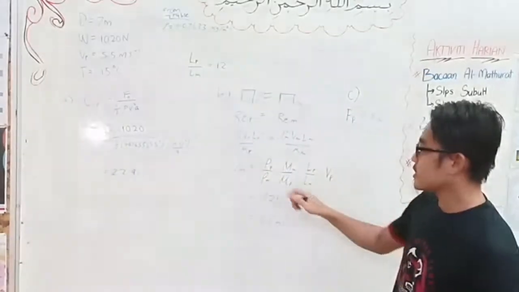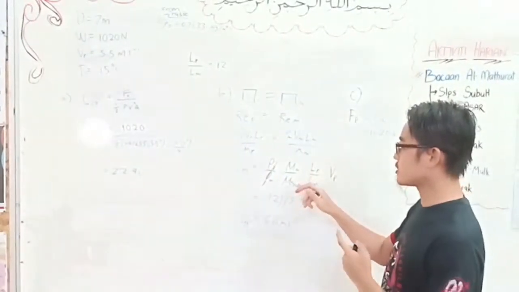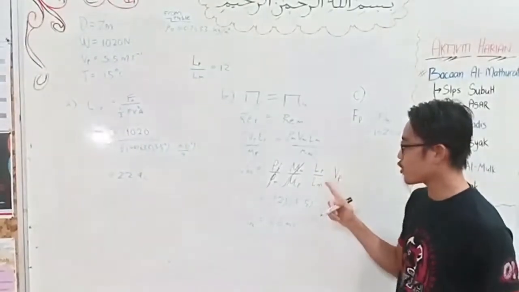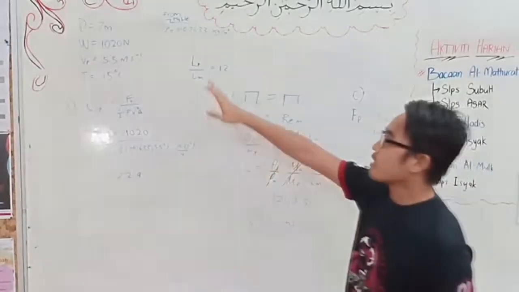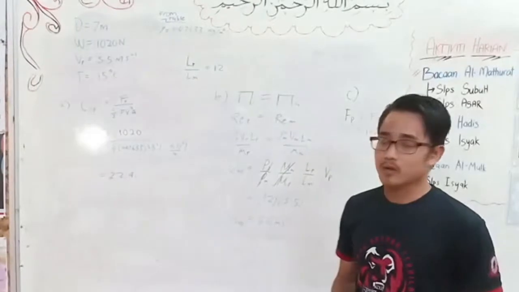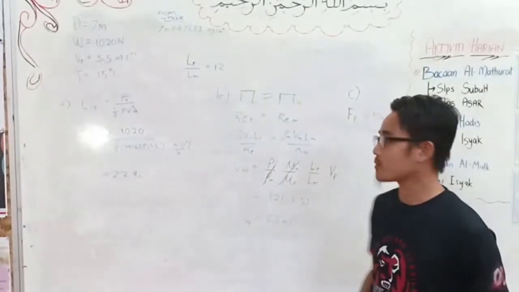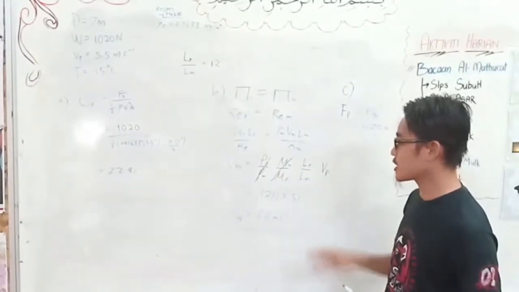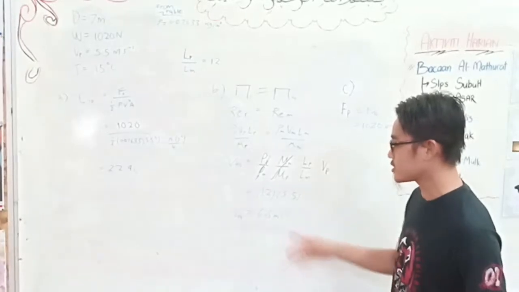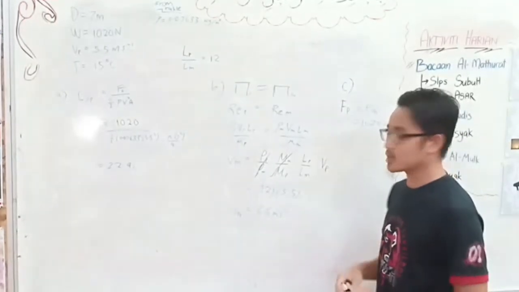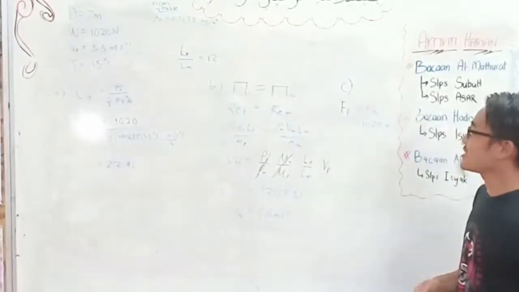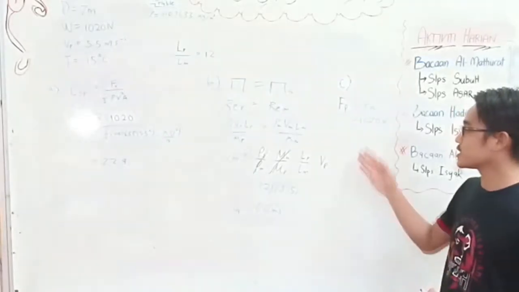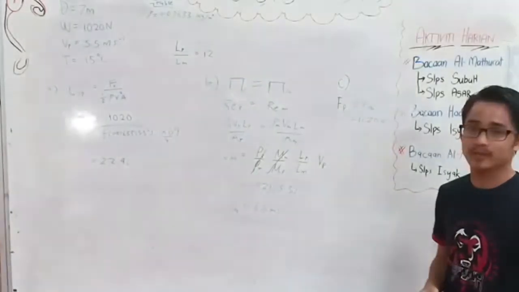Here we can cancel the density and the viscosity, and the value for LP over LM is 12, because the model is 1/12 of the prototype. So we can just substitute 12 into this, and we get the velocity of the model, which is 66 meter per second. Lastly, we need to find the force for the prototype. We know that the prototype is equal to the model, so the force is 1020 Newton.